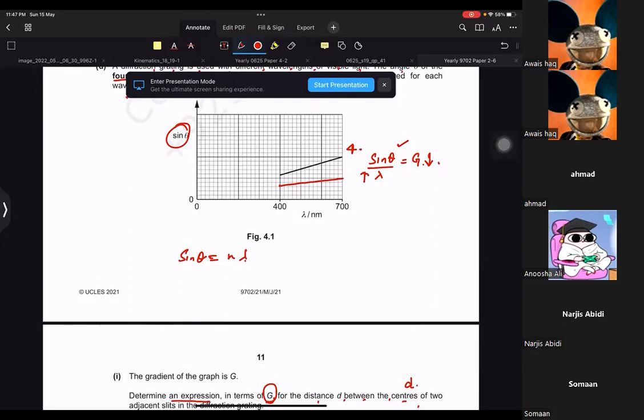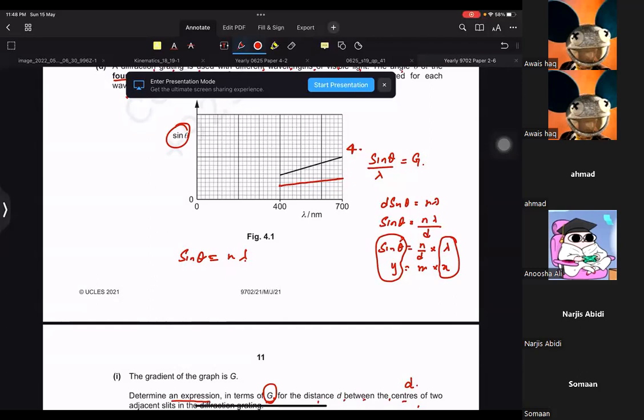Sir, can you please explain again how you found out that the gradient should be reduced? Yes, I thought that it is a straight line because it conformed to d sine theta equals n lambda. So if I make this equation, sine theta equals n lambda over d, and I separate it like this, n over d times lambda. Now this is m times x, so this is on the y-axis, this is on the x-axis. So this is a straight line, and it should start from the origin. That's a fact. So straight line, I got it from there.